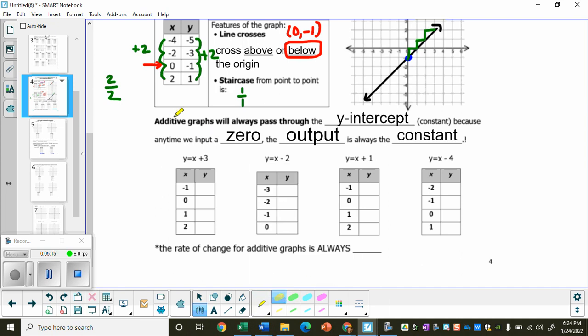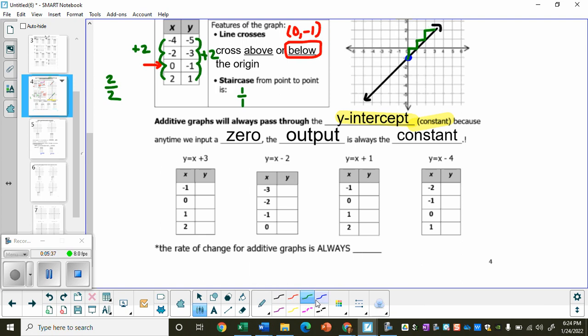So our additive graphs, as I keep saying, they're always going to pass through our y-intercept. They don't pass through the origin anymore. They pass through the y-intercept, which is the constant in the equation. Okay. Now the reason this keeps happening is because anytime you input a 0, then the output is always going to be the constant. Here's what I mean.